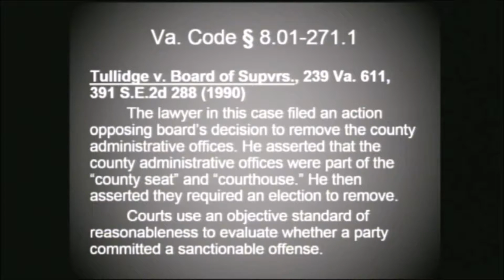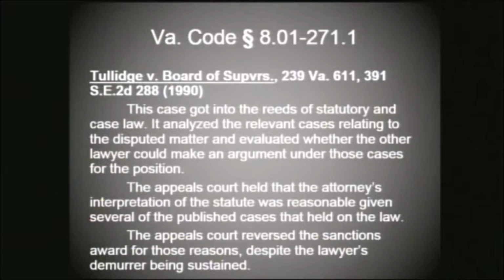The trial court sanctioned him and said that your argument was not supported by existing law. So he appeals, goes up to the Supreme Court, and the Supreme Court looked at the applicable statutes that had defined a county seat or defined the administrative offices as being part of the courthouse or the county seat. It then went on to cite 2 published cases saying, hey, these interpretations of this law have been adopted. Therefore, the attorney could rely on these cases in making this argument. The signature was fine, reverse sanctions.